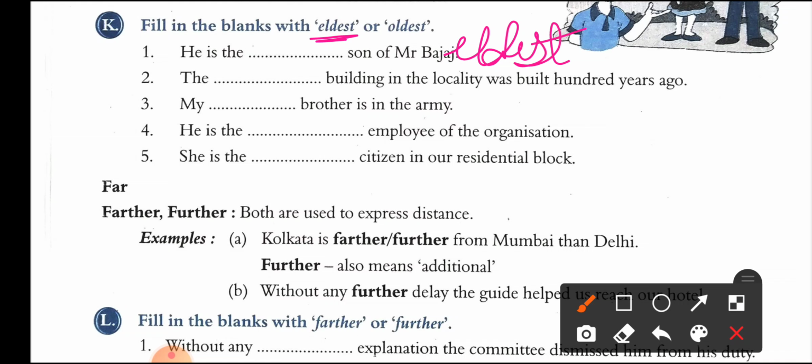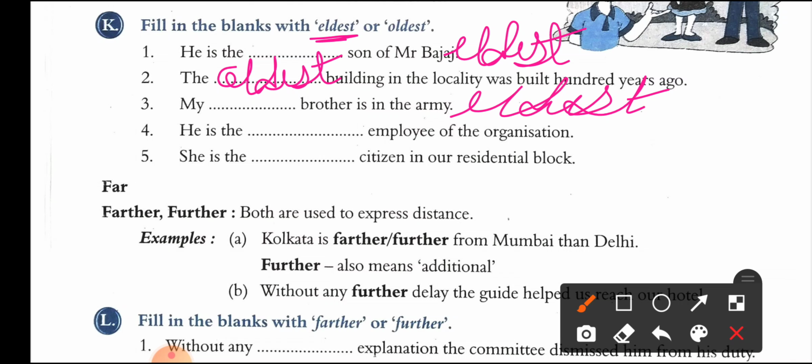Second one, the building in the locality was built 100 years ago. Now it's a thing. So what you will do? Oldest. Third is, my brother is in the army. Brother again. What is this? Eldest. Eldest. He is the dash employee of the organization.